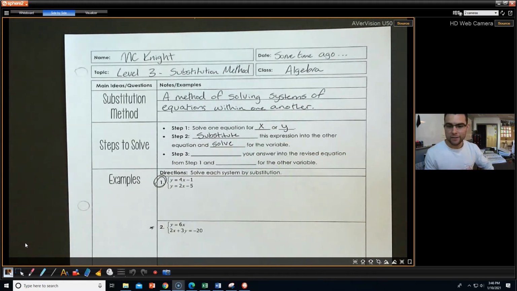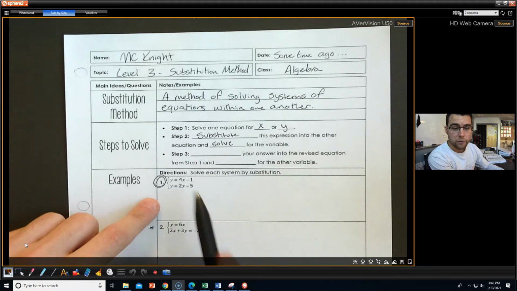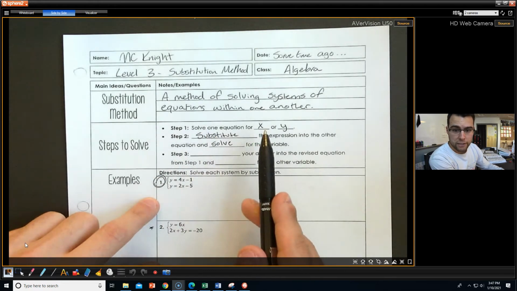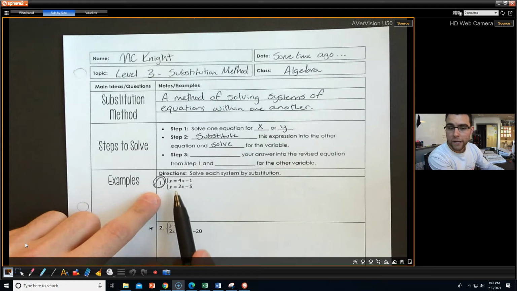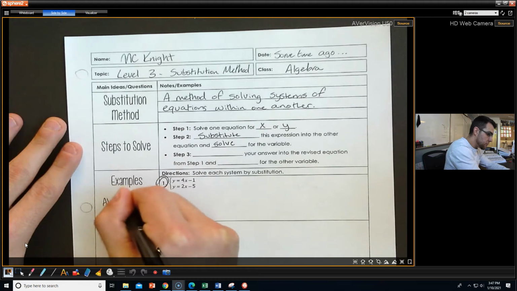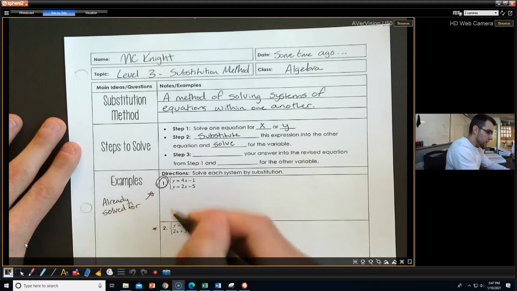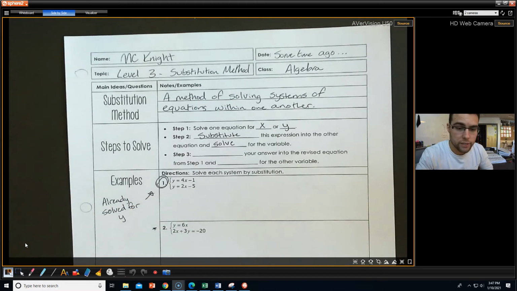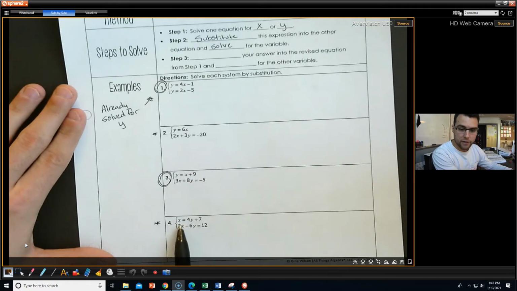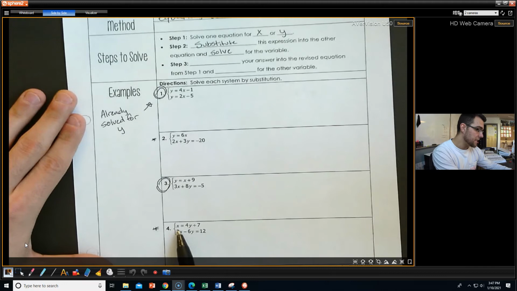Okay, let's just look at number one. We're not even going to solve it yet, but let's look at it. Step one, solve one equation for x or y. Well, both of these are already solved for y, which is awesome. So we actually don't even need to do step one for number one. If it was solved for x, you could see it like number 4 down here. That guy is solved for x. But it is not solved for x here because it's not by itself and it's not isolated, right?